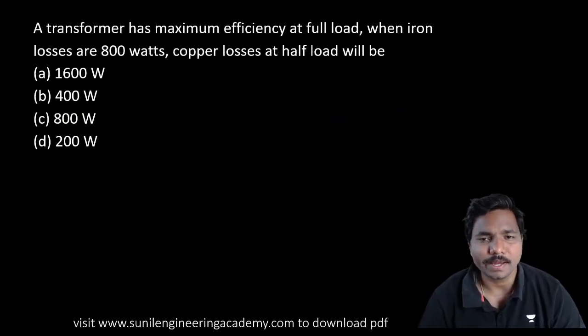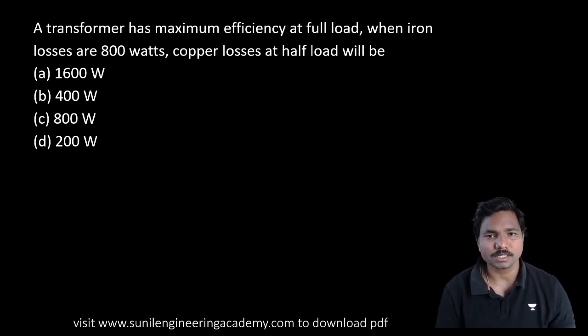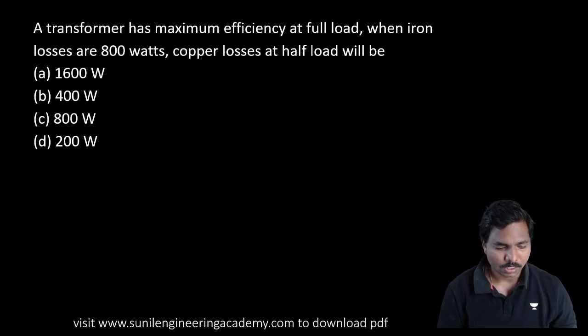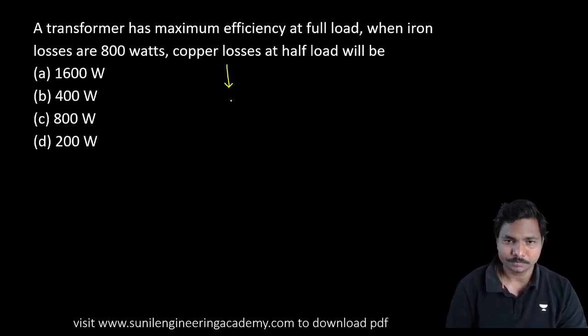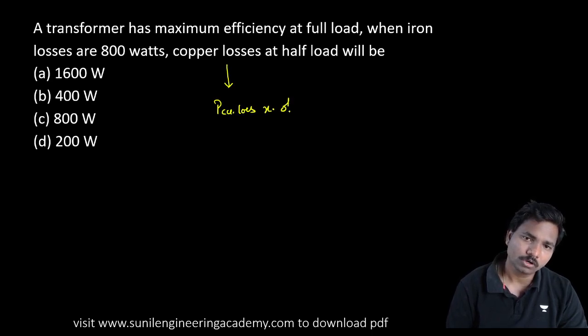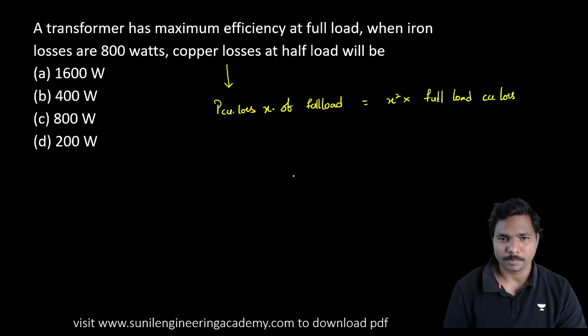A transformer has maximum efficiency at full load when iron losses are 800 watts. Copper losses at half of the load is dash. We know the formula: copper losses at x of full load is equal to x square into full load copper loss.